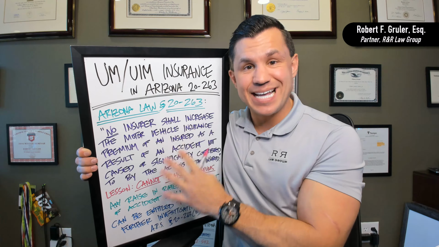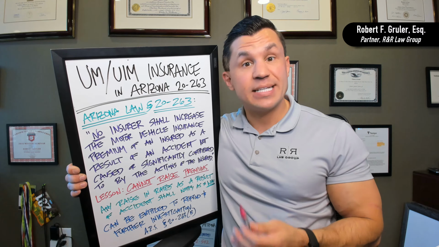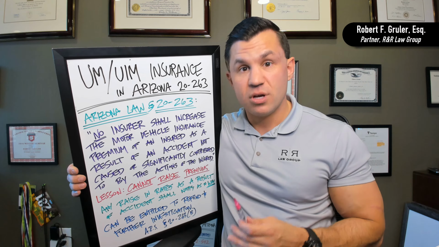If they do, you can actually move forward and request a refund. You can go through a government agency and get a refund. You can be reimbursed. You can be entitled, under ARS 20-263B, to a refund, and the government can continue to do a further investigation into that insurance provider. It makes total sense. Why are you paying for that type of coverage if you are not entitled to it, or if they're going to penalize you for claiming it?